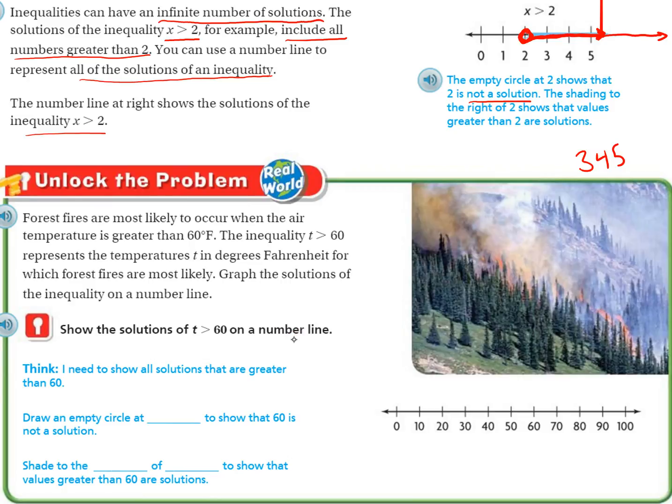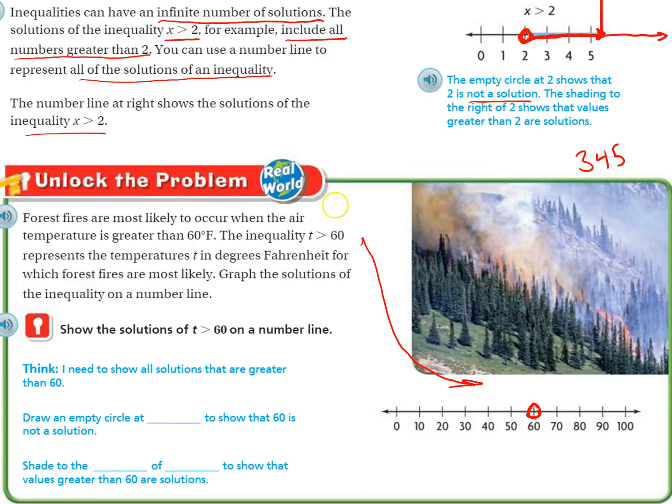Forest fires are most likely to occur when the air temperature is greater than 60 degrees Fahrenheit. The inequality is T is greater than 60, so I already know there's no line underneath the inequality, so I know I'm going to have an open circle, and I know it's going to be on 60. So I'm going to go ahead and do that here. Open circle right on 60.